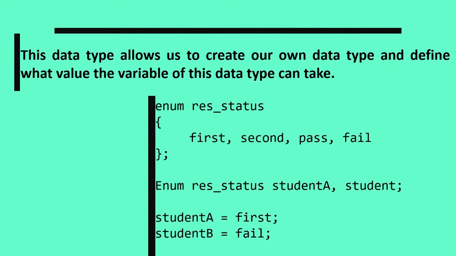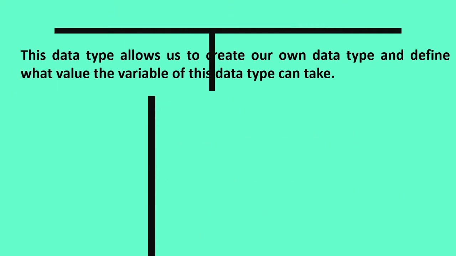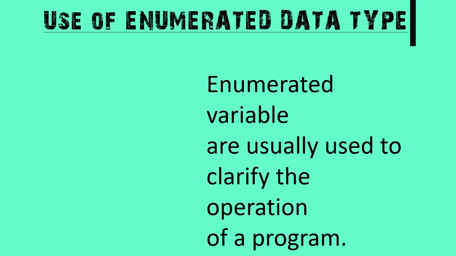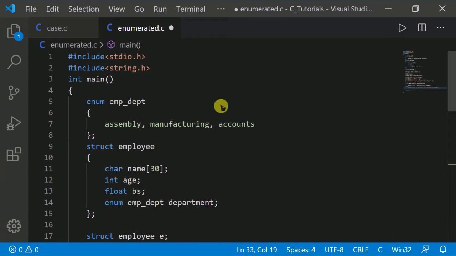Let's look at the use of this enumerated data type. What is the use of this? Enumerated variables are usually used to clarify the operation of a program. So let's define it in VS Code with the help of a program.